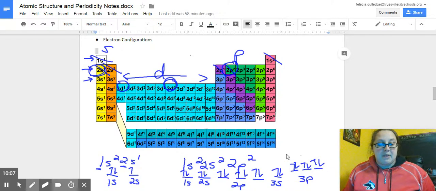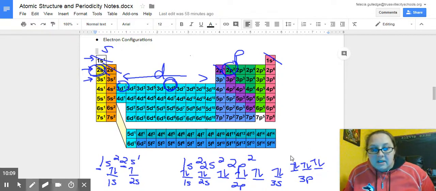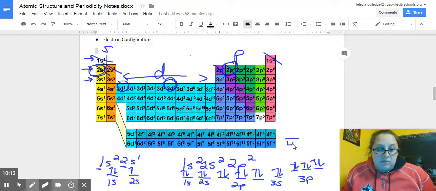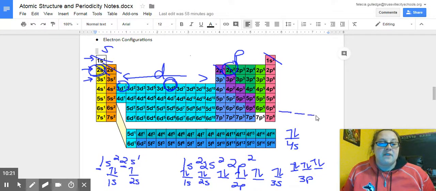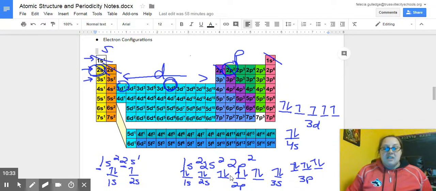Notice how I'm putting up arrows, spacing them out, then filling them in. And then it would be 4s2, 4s, 1, 2. And then it would be 3d6, where D block gets 5 bars. So 3d. And it's 3d6, so it'll be 1, 2, 3, 4, 5, 6. And this would be the orbital notation for iron.